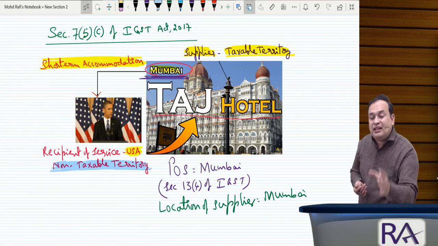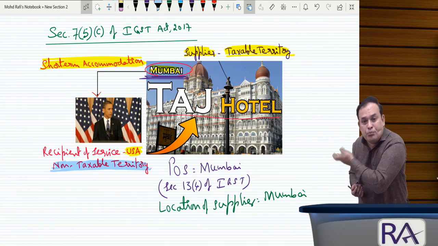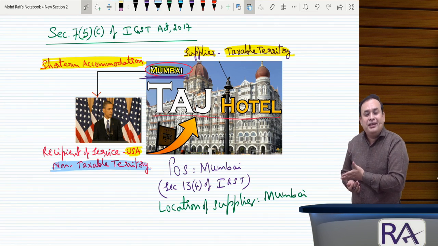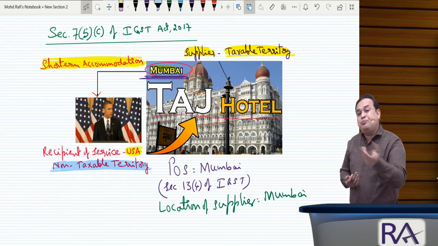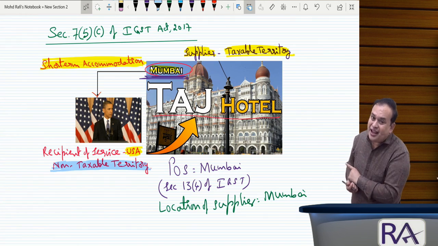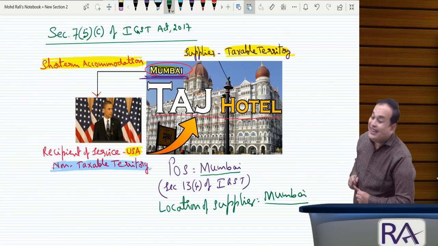I must refer section 13 of the IGST provisions to know the place of supply of services, which is as per section 13, subsection 4 of the IGST, place of supply is equal to Mumbai because that is where the property is located. Taj Hotel is located in Mumbai. Location of supplier, Mumbai, because Taj Hotel is in Mumbai. In that case, location of supplier and place of supply are in the state of Maharashtra, same state, no? Mumbai and Mumbai. If there is such a case, tell me, intrastate or interstate?